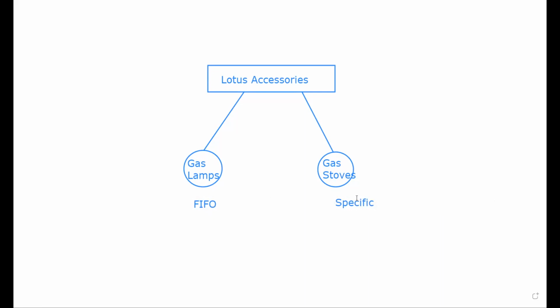Okay, so now we know. There we have Lotus Accessories. Lotus Accessories has two products or two items that it sells, gas lamps and gas stoves. For gas lamps, I use FIFO. For gas stoves, I use specific identification. That's the picture you want to have in your head. Okay, so let's share our screen again.